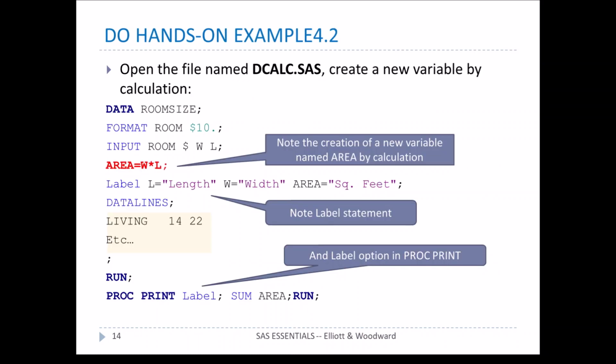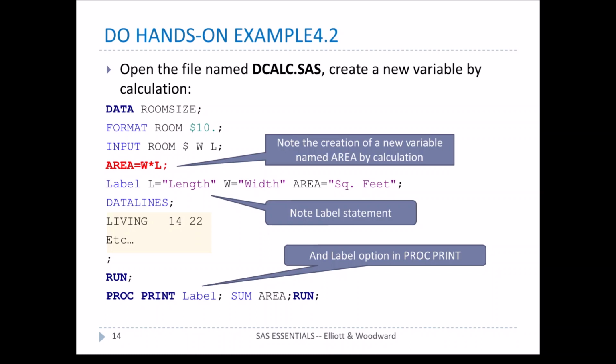All right, let's do example 4.2. Open up the file called dcalc.sas, and in this example, we're going to create a new variable like we mentioned earlier. So we're going to read in a room size, and we're going to read in the width and length of each room. And what we want is the area in that room. First of all, notice we're giving labels to L and W, length and width, and then area is in square feet. And then we read in the data. I don't have it all there, but you read in all the data.